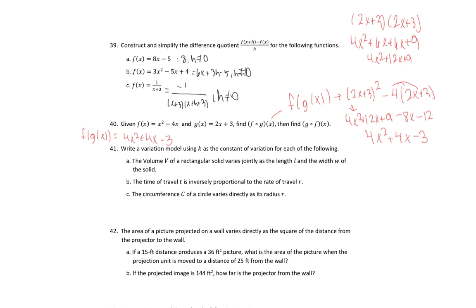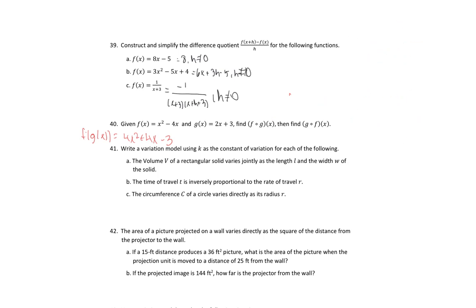Now going on to the next one, it wants g of f of x. Well, it's going to be pretty similar. It's going to be our g function with f plugged in. So my g function is 2 times x. Instead of x, I'm going to put my f function, so 2 times (x squared minus 4x) plus 3. It's supposed to be a little bit easier to simplify. 2x squared minus 8x plus 3. We can't go anything further, so that's it for that one.